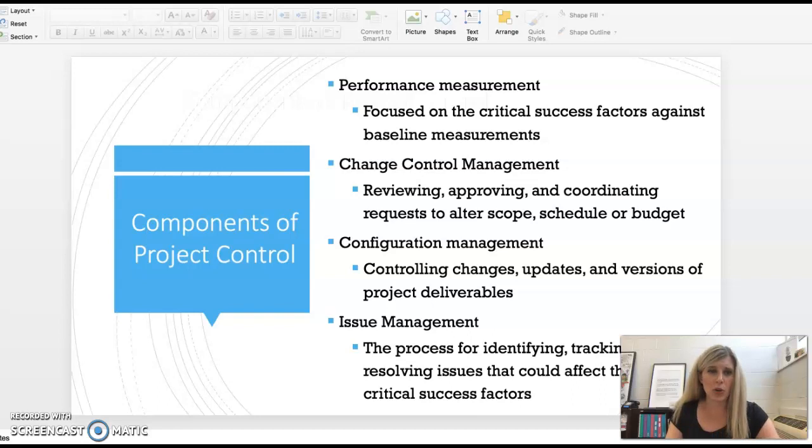These are components of project control: performance measurement, looking at the performance of your people, of your staff members, as well as those that are going through the actual program or project, maybe that they are your participants within the project. This is something to think about in terms of are they satisfied in terms of quality, right? So you think about change control management, configuration management, issue management. Is there a system in place for all of these things? What are the policies and procedures?